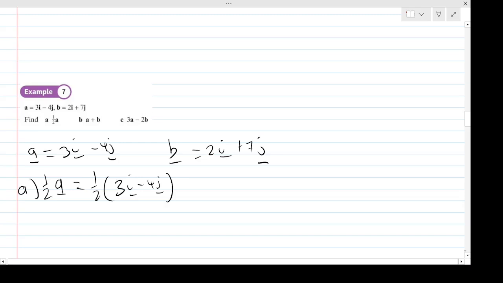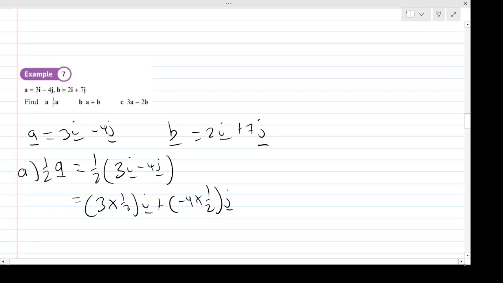And exactly like with column vectors, we can split that half up into each individual part. So we'd have to do 3 times a half firstly. So I'd say 3 times a half i, minus 4 times a half lots of j. And so then we can simplify it by 3 times a half firstly for the i part. That's going to be 3 over 2 i. And then minus 4 times a half, that's going to be minus 2j.